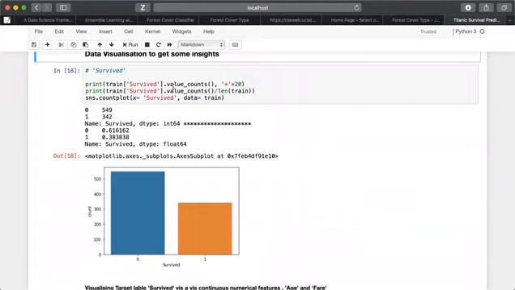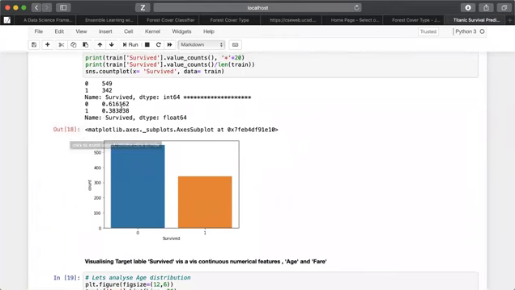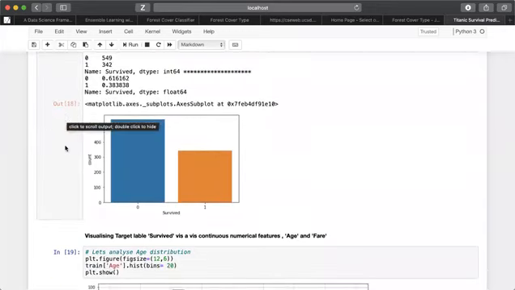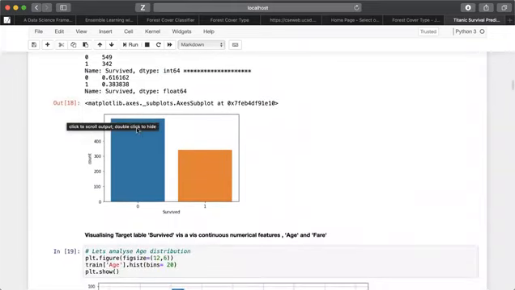First I found out the value counts, the totals, and thereafter the percentage. Out of our 891 passengers, 549 had the value 0, meaning they did not survive, and 342 people survived. Percentage-wise, around 61.6% of people did not survive and 38.38% survived. I have plotted the same as a count plot, so we can see that 549 people did not survive and 342 survived.